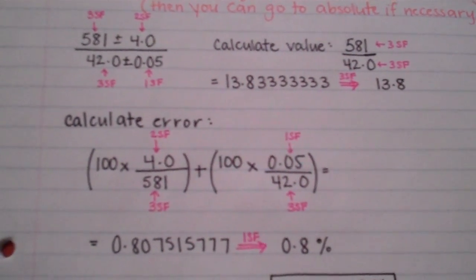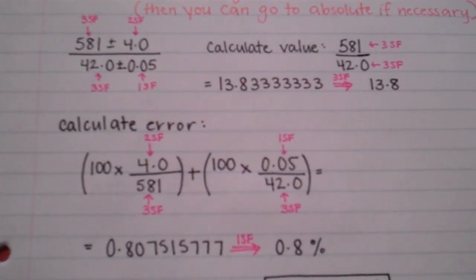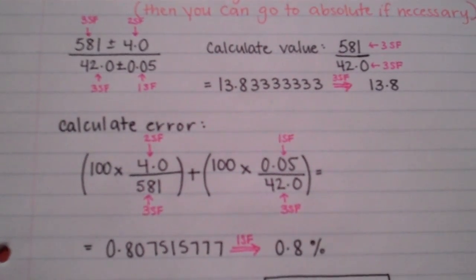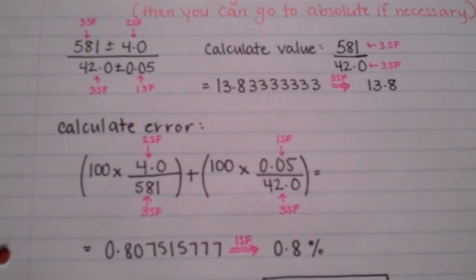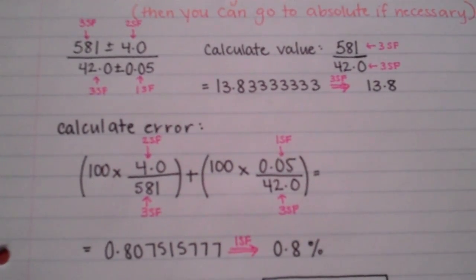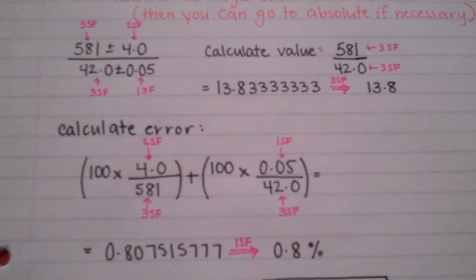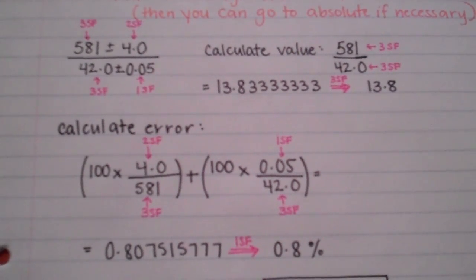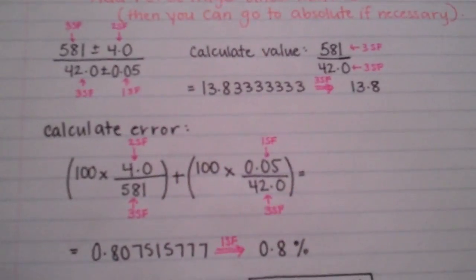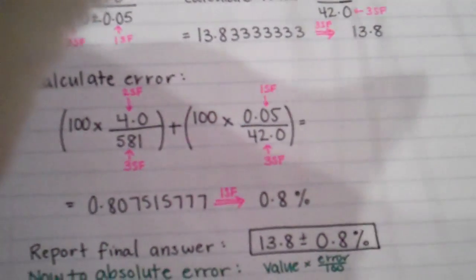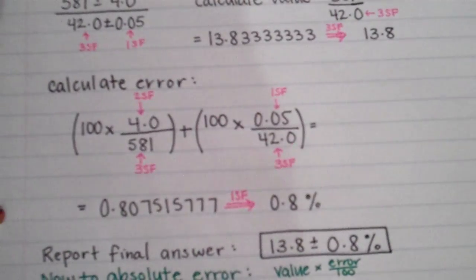I need to again think of my Sig Fig rules, and I am dealing with the one where I need to do division, and I need my lowest number of Sig Figs. So I look at my different values. 4.0 has 2 Sig Figs. 581 has 3 Sig Figs. 0.05 has just 1 Sig Fig, and 42.0 has 3 Sig Figs. So my least number of Sig Figs is 1. So I have to report my final answer of my percentage with 1 Sig Fig, so it's 0.8%. And I can report my entire final answer as 13.8 plus or minus 0.8%.